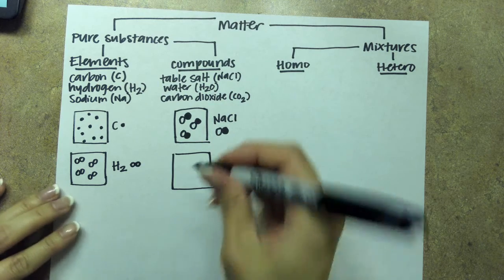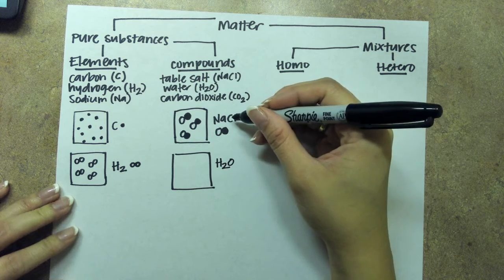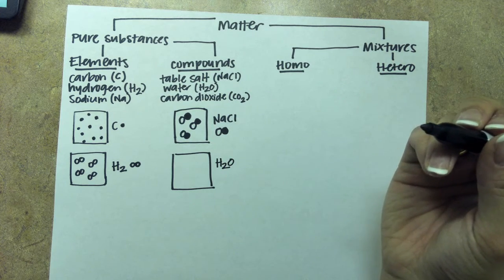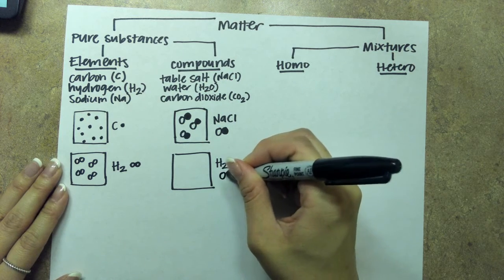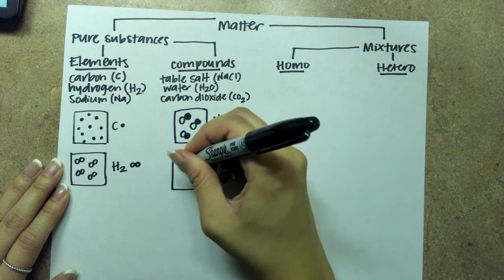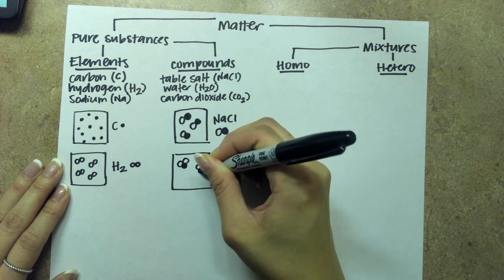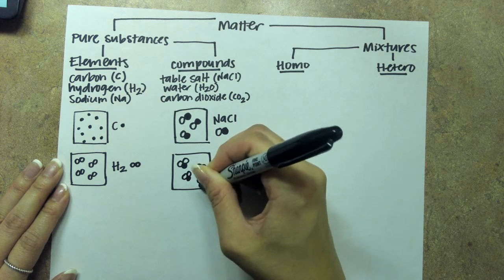Same thing if I was drawing something like water, so H2O, and you can see that in both of these you have two or more different elements. H2O, if I made this my key, so they look like little Mickey Mouse ears here. When I draw in my particle diagram here, it's just the same image, again, repeated over and over and over again.